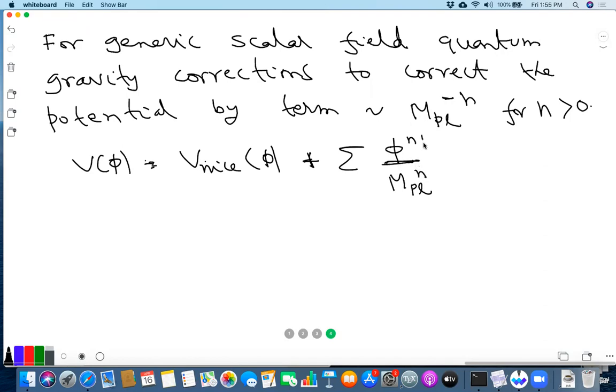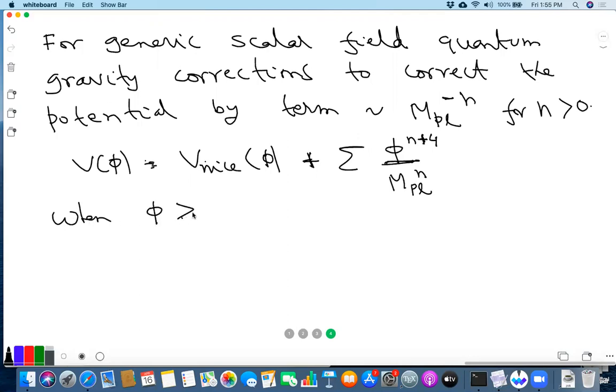Maybe phi to the n plus 4, because it has to have dimension of mass to the 4. Okay, so this is the kind of correction we'd expect from quantum gravity. So these are higher dimensional operators.